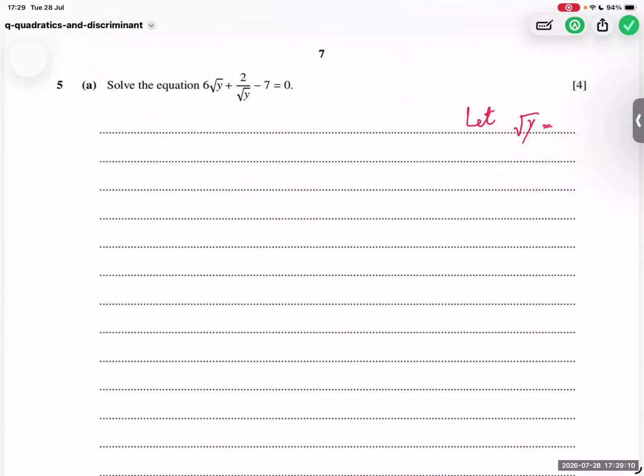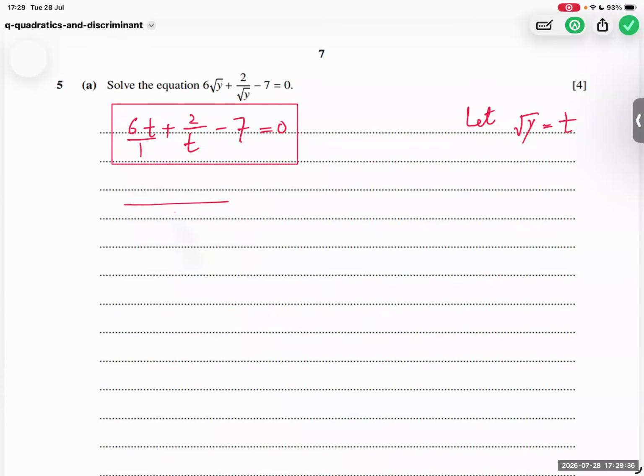You remember the substitution. Let y be equal to root... yeah, let the third one be t, or u or p, or anything. Yeah. So under root y equals t, that would be 6t plus 2 divided by t minus 7 is equal to 0, right? It's going to be this equation, and now we can surely solve it.